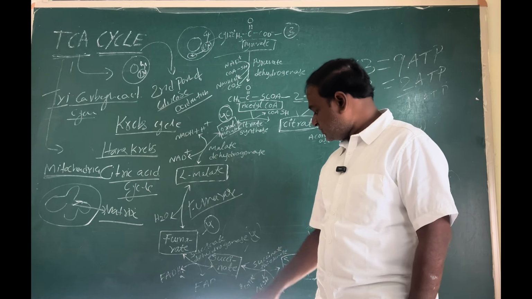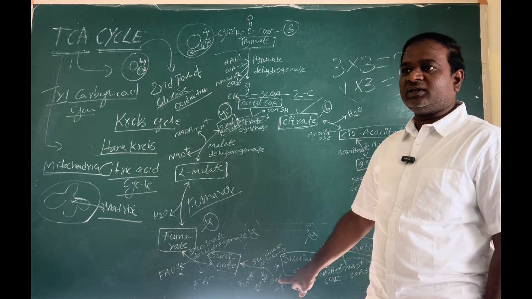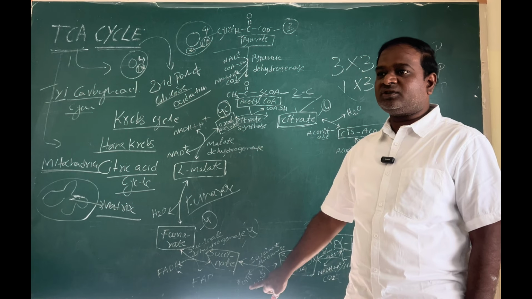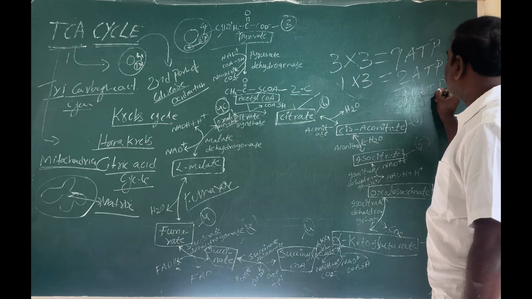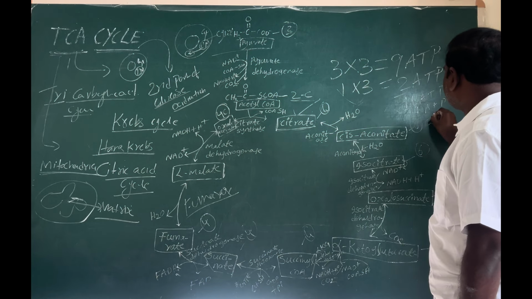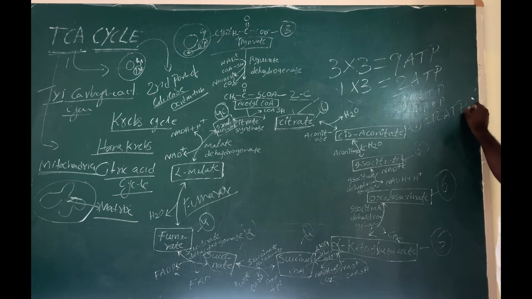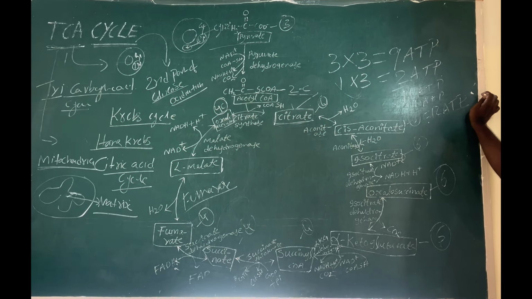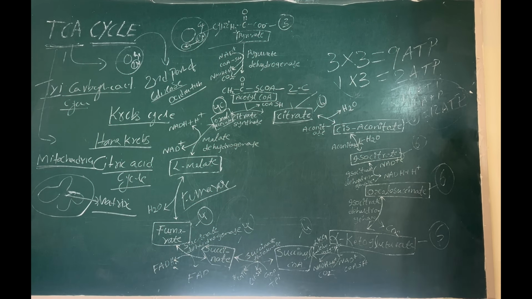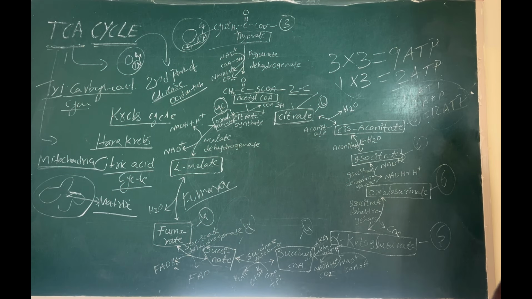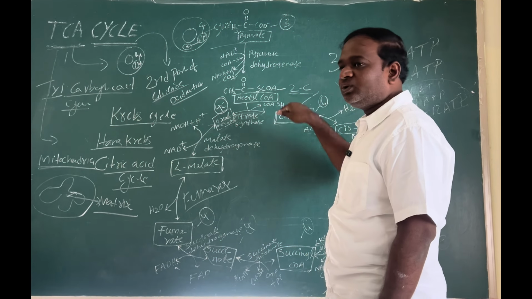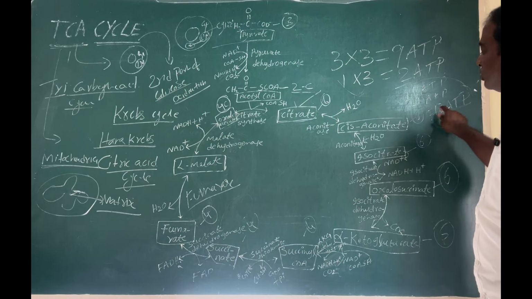That is, there is one substrate level phosphorylation here. GDP converts to GTP. So one substrate level phosphorylation means one ATP is added to form a total of 12 ATP. 11 plus 1, 12 ATP is formed. This is for one pyruvate. One pyruvate converts to acetyl-CoA, which enters into the TCA cycle to form 12 ATP.